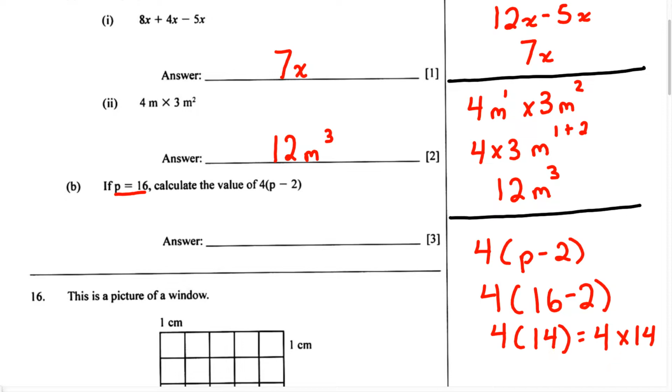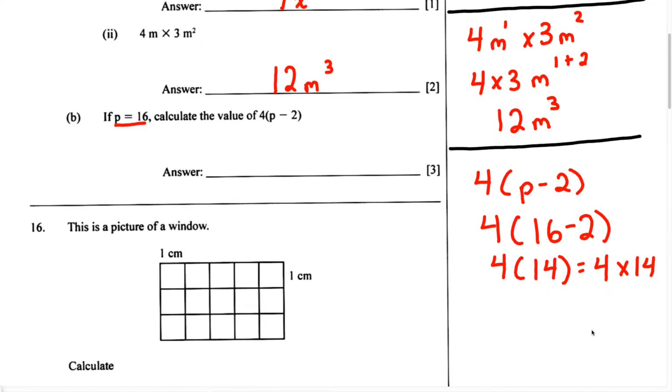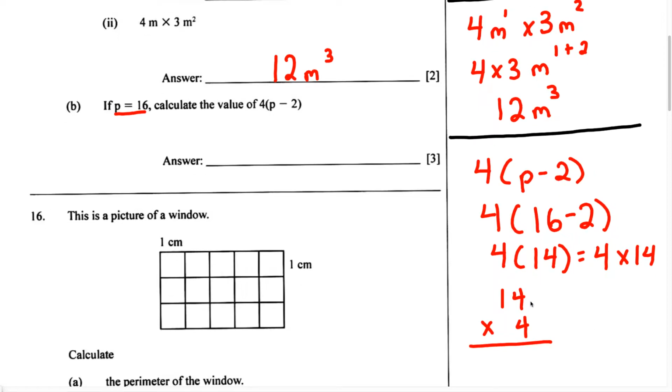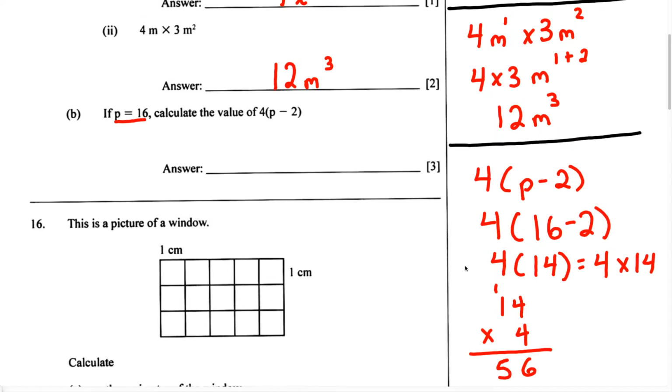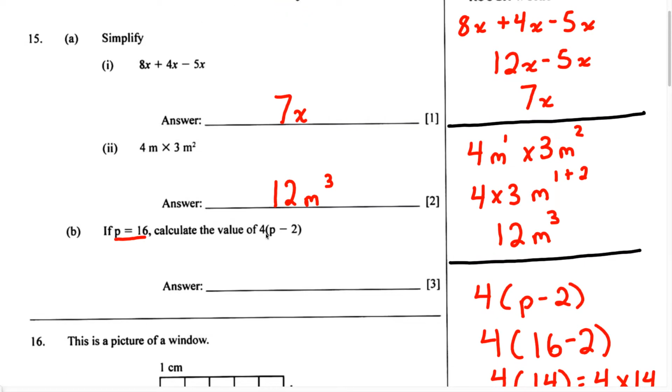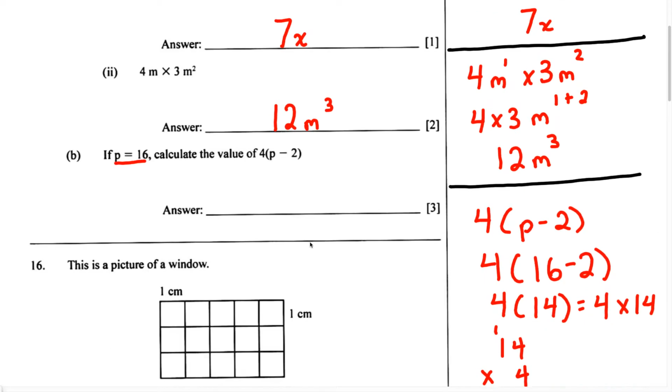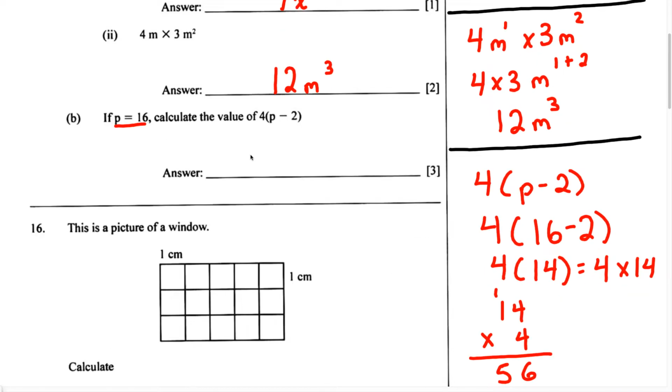Now let's just set this up and multiply it. We can say 14 multiplied by 4. 4 times 4 is going to give us 16. We're going to write the 6 and carry the 1. And 4 times 1 is going to give us 4. 4 plus 1 is going to give us 5. Therefore, when we calculate the value of this, when p equals 16, we're going to get the answer 56.